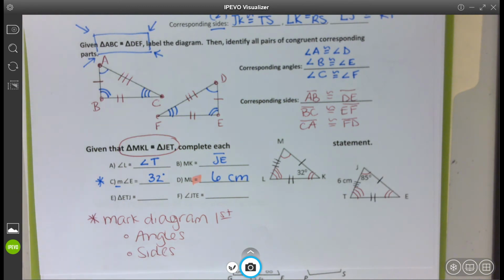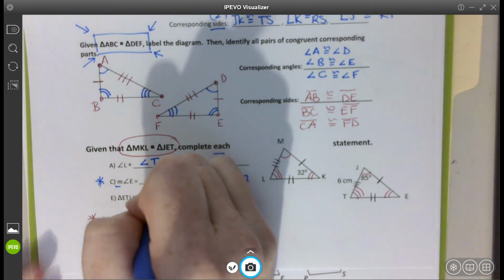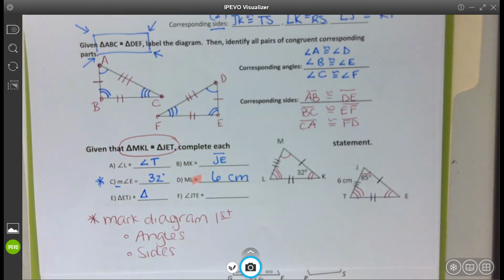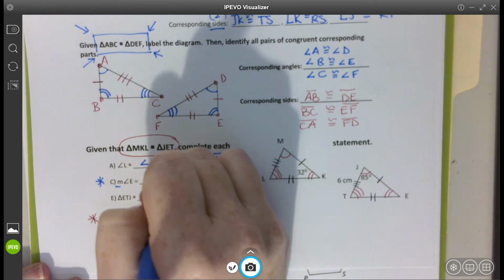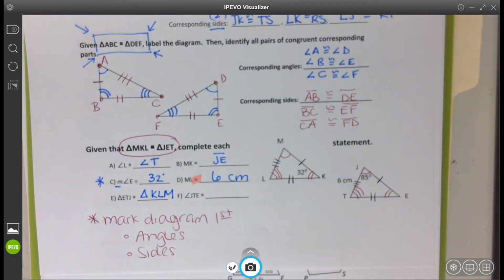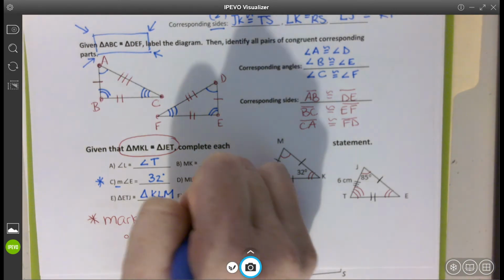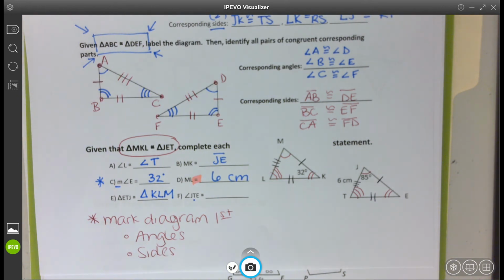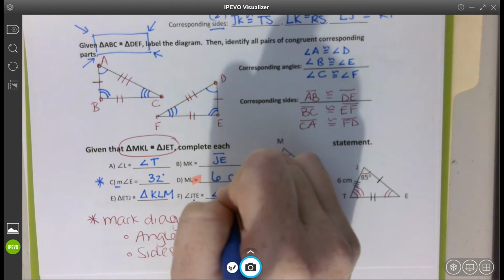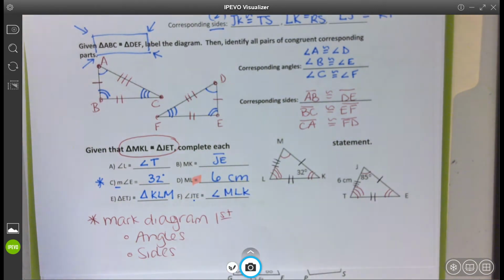And then E says here we're going to name the triangle ETJ. If I name it ETJ, I got to match my letters. So what letter comes in what order? Since E has 2 curve markings, we're going to start with K and then travel around L, M. In F, we're naming an angle, JTE. So really we're focusing on T, and we want to continue going in the correct order. So that would be angle MLK. All right, so that's everything on the first page. Make sure you have all that. And we're going to move into some algebraic work with our congruent figures.